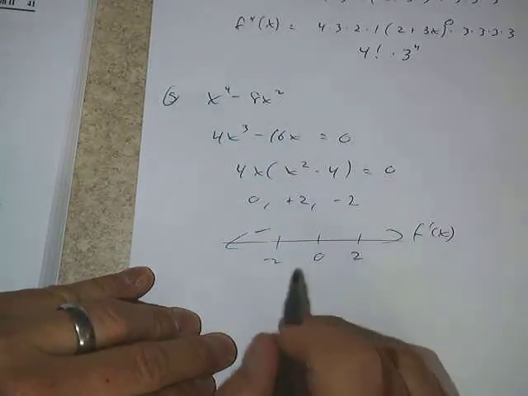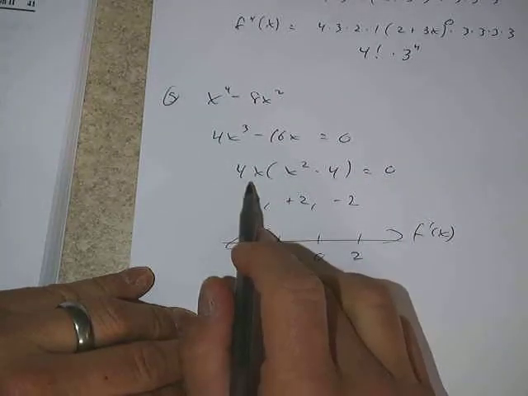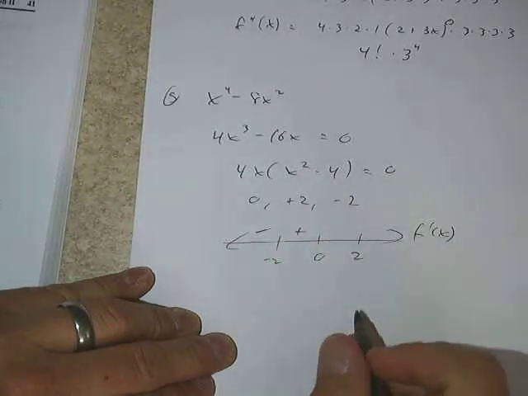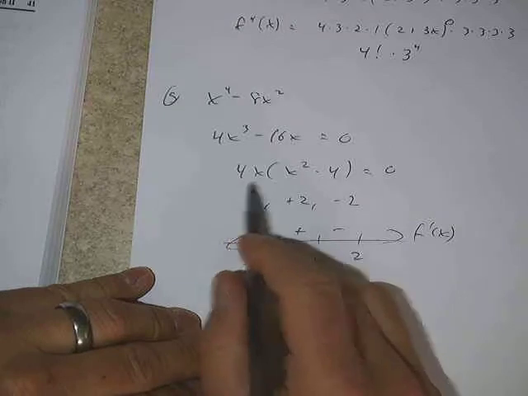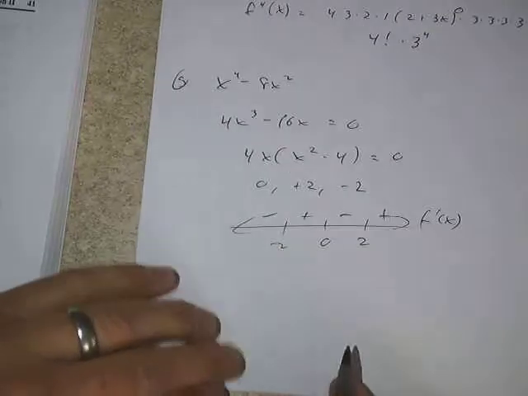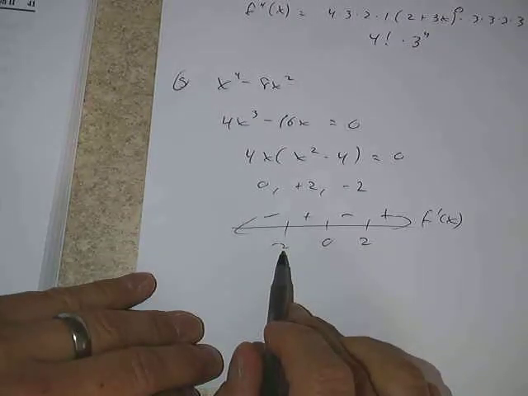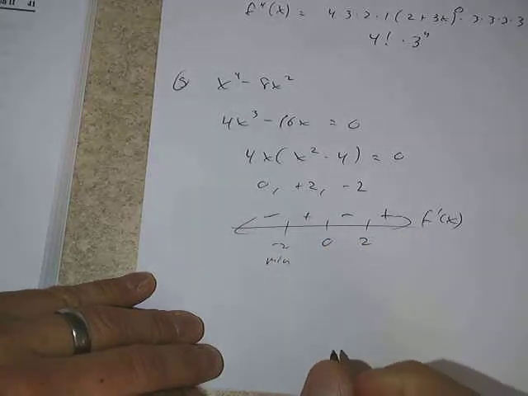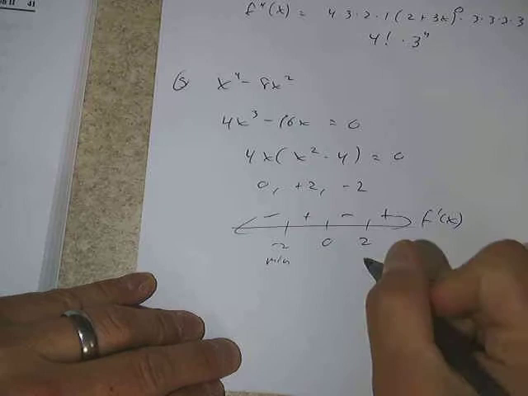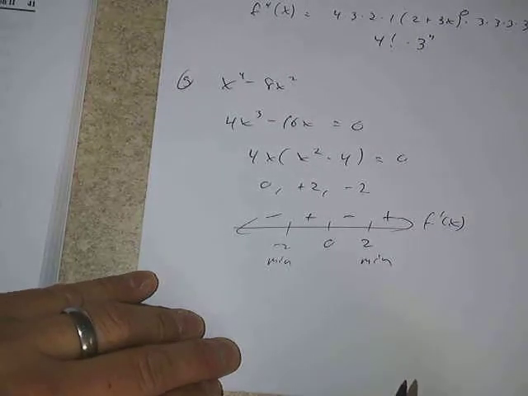So anything left of -2 here, like -3, would make this positive. Minus 4, 9 minus 4 would be positive. But here it would be a negative, 4 times -3. So this would be a negative times a positive, that part would be negative. -1 would give us negative here, which would be positive. 1 would give us positive here, negative here. 3 would give us positive here, positive here.